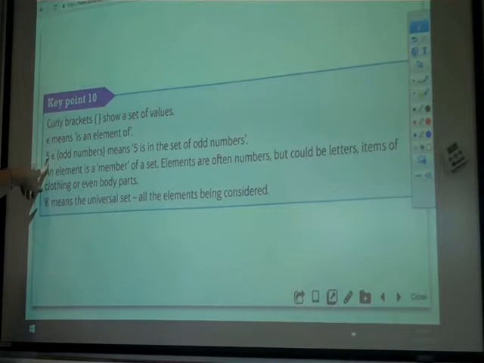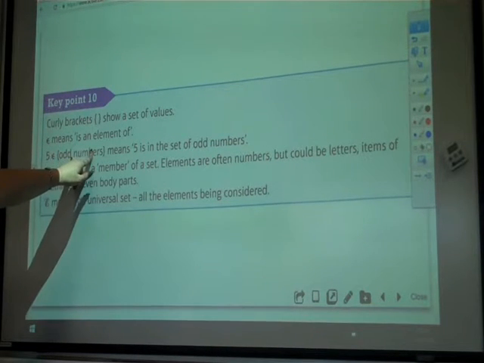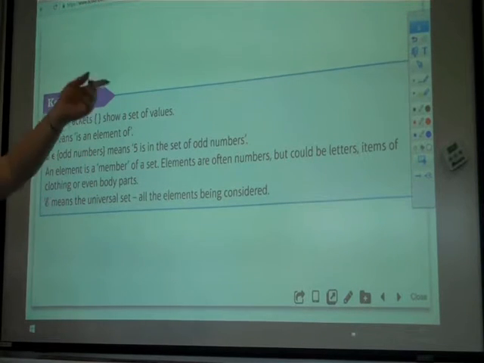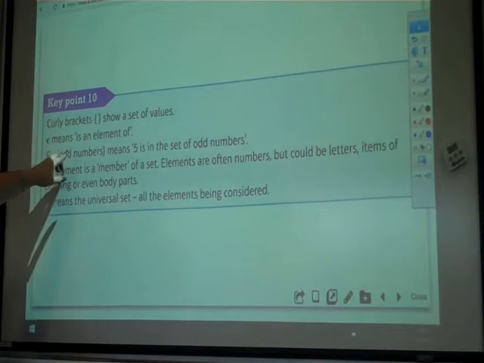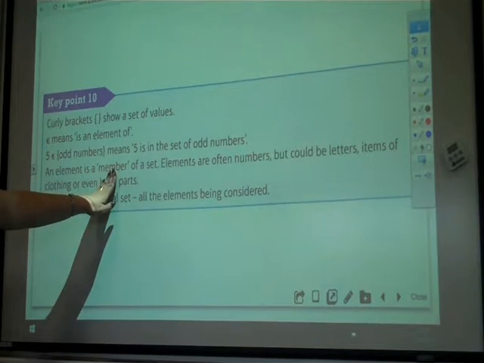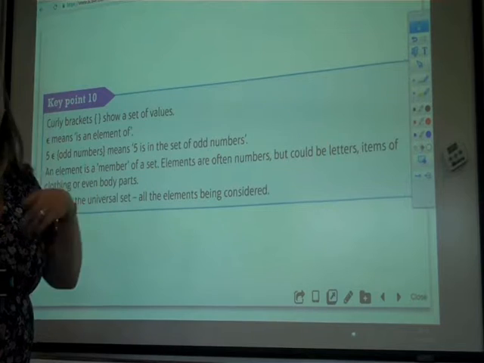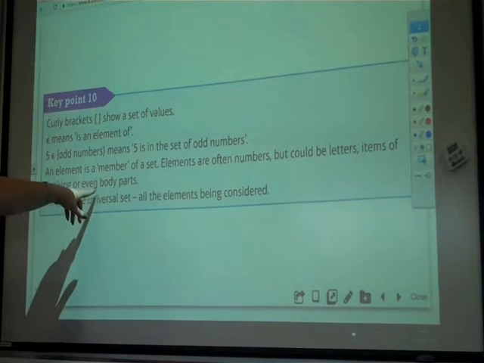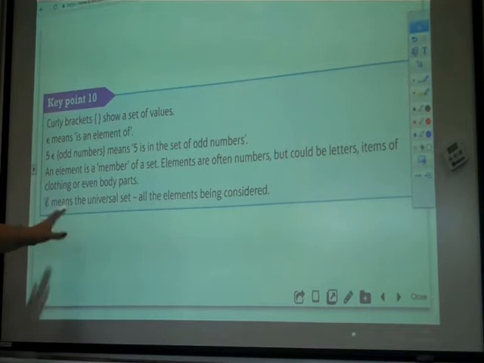So for example, 5 is an element of the set of odd numbers. Because if you look at the set of odd numbers, that's 1, 3, 5, 7, 9 and so on, and 5 is one of those numbers. So an element is a member of a set, and they're often numbers, but sometimes there might be letters, items of clothing, or even body parts. I think that's a bit odd, but there you go.